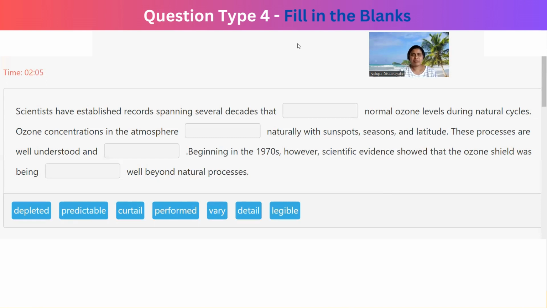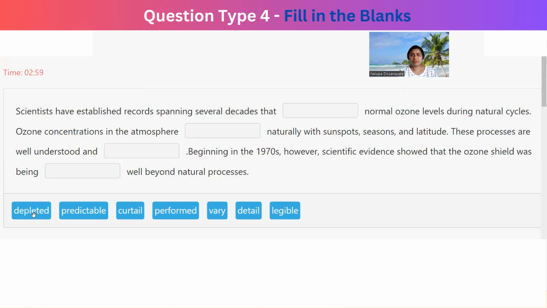Okay, now let's discuss this question. Scientists have established records spanning several decades that blank normal ozone levels during natural cycles. So during the natural cycle, something is happening to ozone levels. So scientists have discovered some kind of research. Also they have got some records of decades about what is happening to this ozone level. So what can be the suitable answer here?